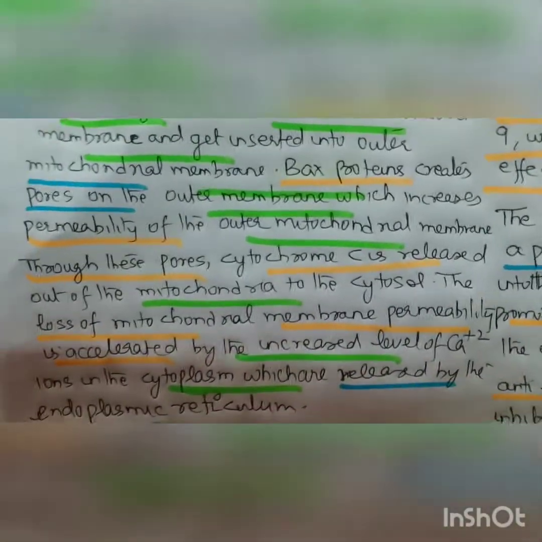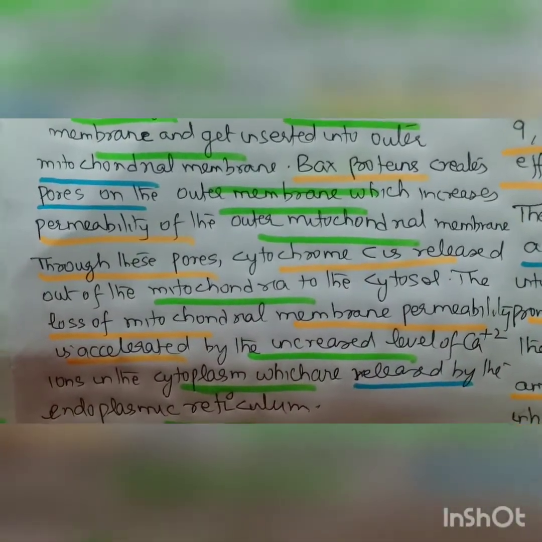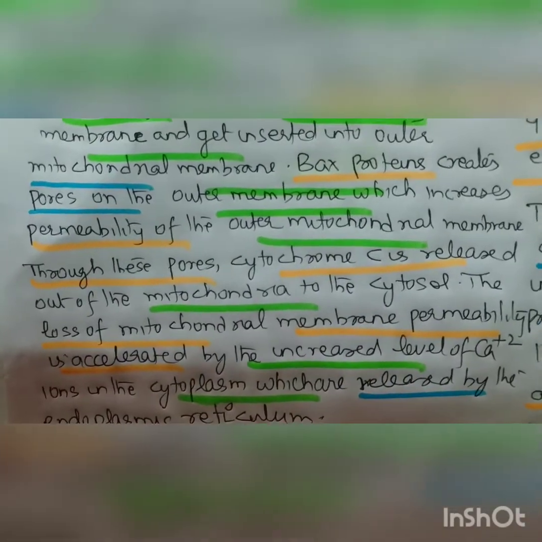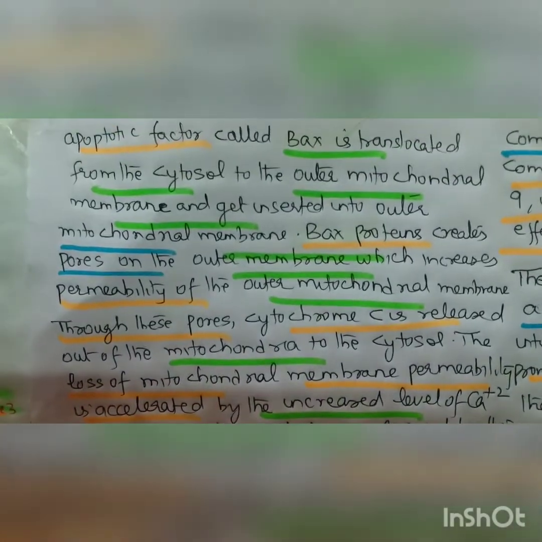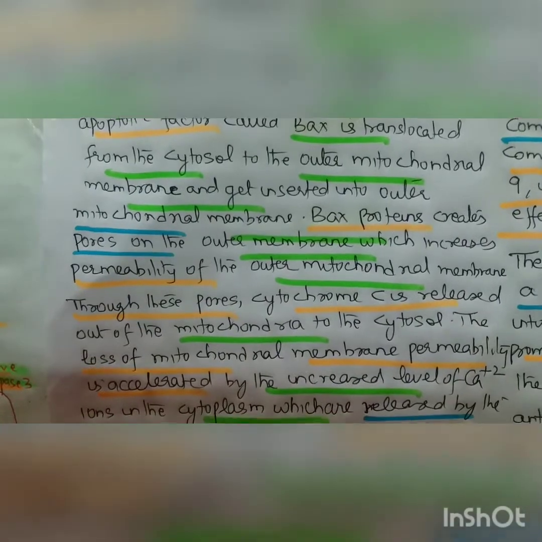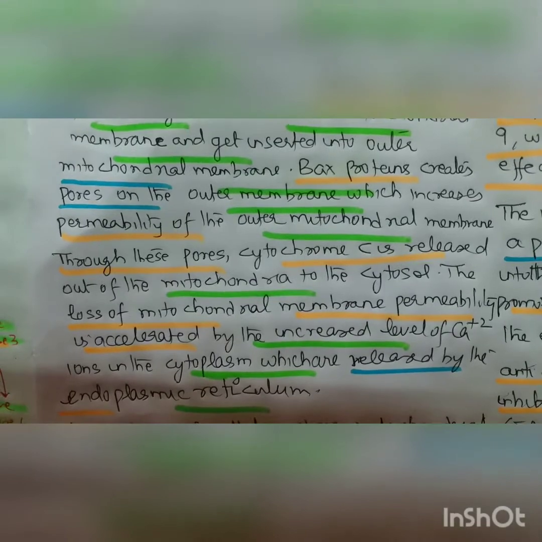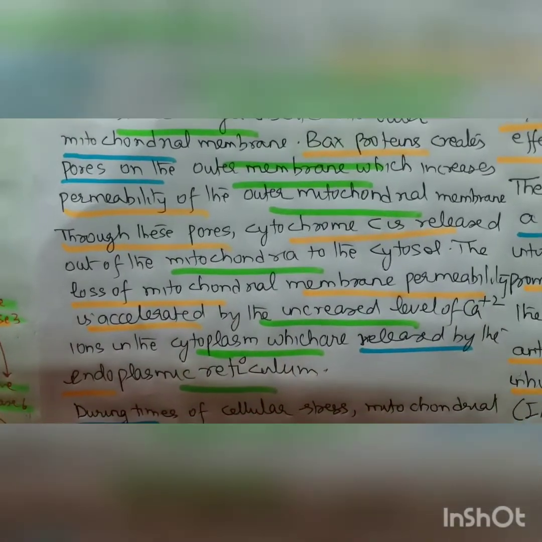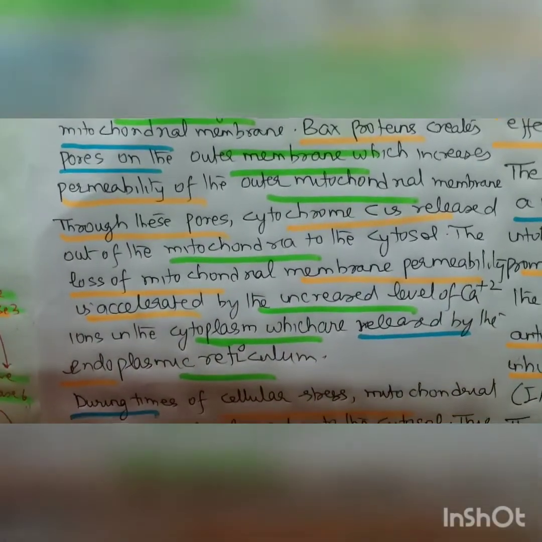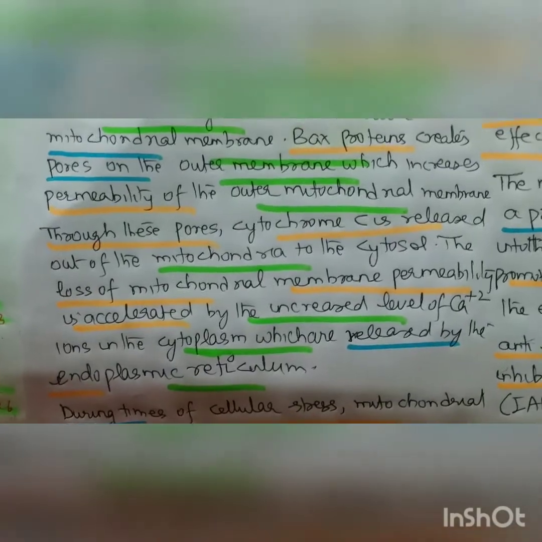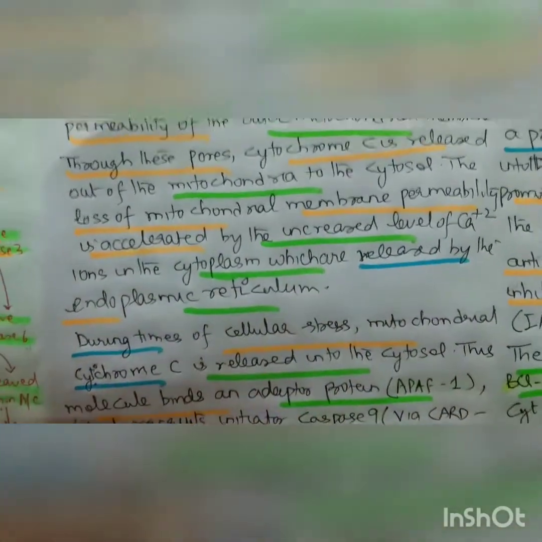BAX proteins create pores in the outer membrane, which increases the permeability of the outer mitochondrial membrane. Through these pores, cytochrome C is released out of the mitochondria to the cytosol. The level of mitochondrial membrane permeability is accelerated by the increased level of calcium in the cytoplasm, which is released by the endoplasmic reticulum. This question will come.